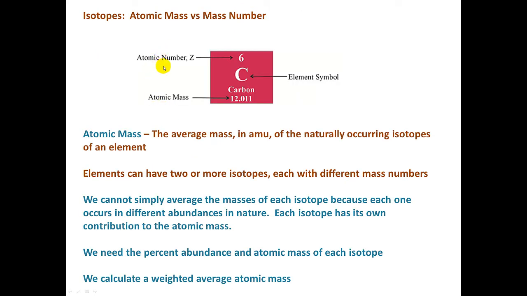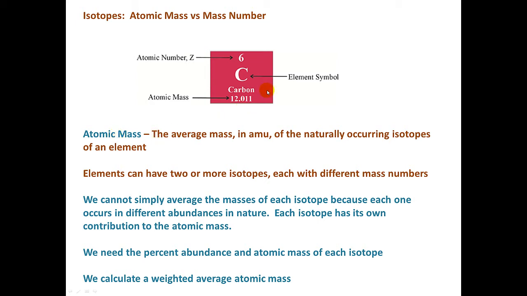Let's take a look now at the difference between atomic mass and mass number. Recall, the mass number is the sum of the protons and the neutrons. So mass number is always going to be a whole number. We don't deal with a third of a proton or a half of a neutron. So the mass number is strictly the sum of the protons and the neutrons, and we do not find the mass number on the periodic table.